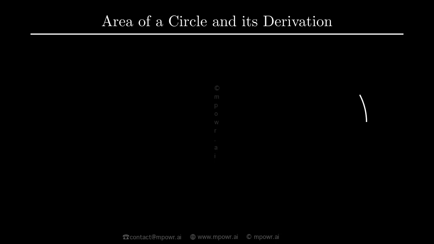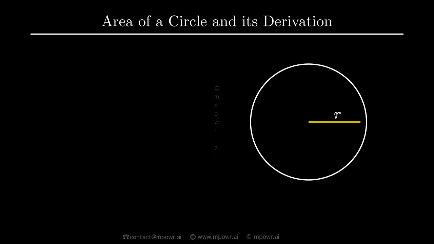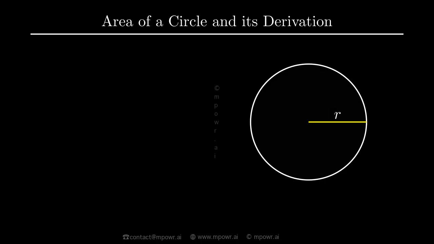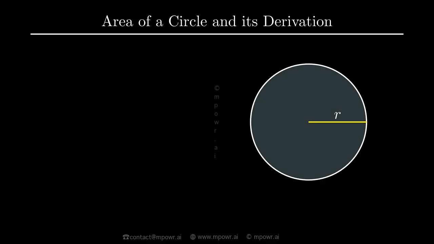A circle is a collection of all points in a plane at a fixed distance from the center. The area of a circle is the measure of the region enclosed within its boundary. To visualize the area, we highlight the interior region enclosed by the circle's boundary.